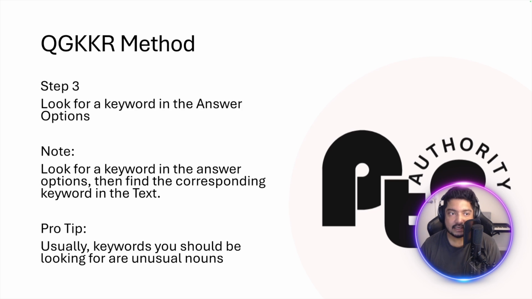Step 3 is to look for keyword in the answer options. That's the first K in the QGKKR method. Look for the keyword in the answer option. Find the corresponding keyword in the text. Basically you go back and forth between the answer options and the text. Usually the keywords that you should be looking for are unusual nouns. That's a pro tip for you.